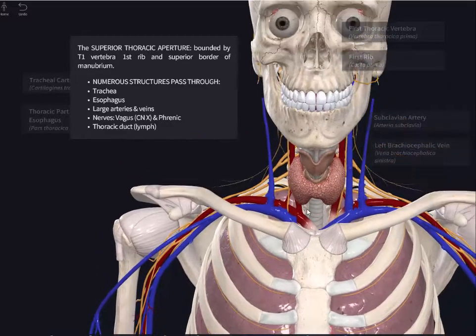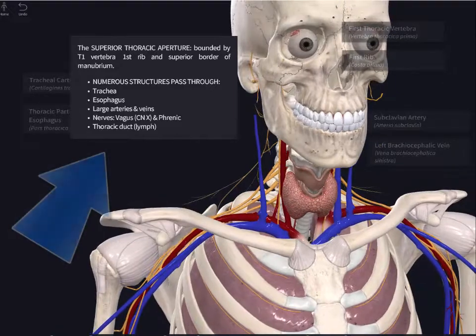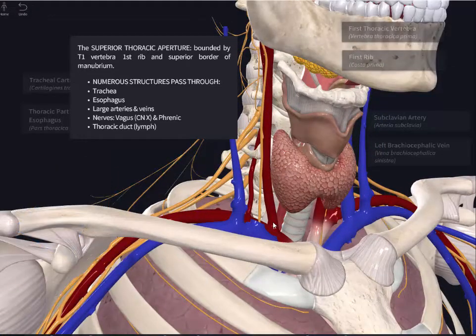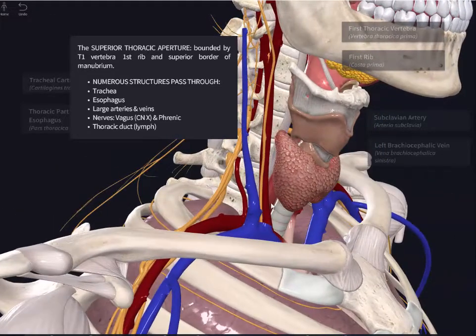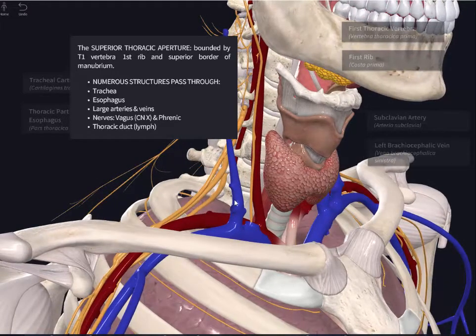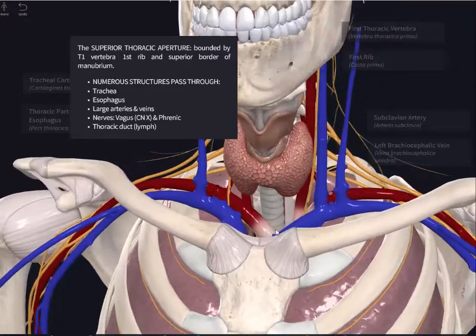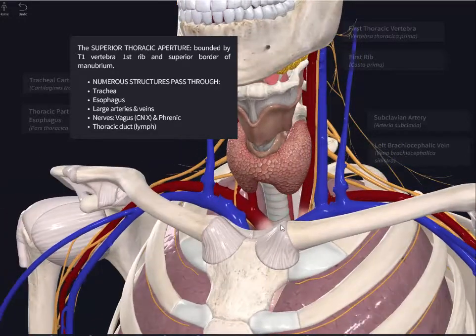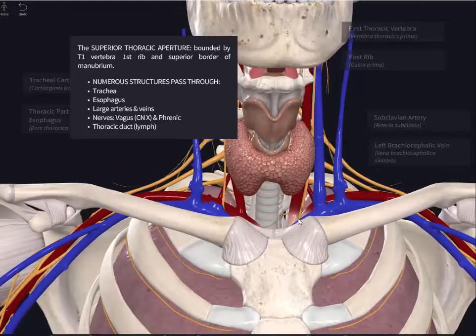Things that pass through the superior thoracic aperture I've also outlined in this little text box that I've put in here. You can see, for instance, the trachea passes through. Posterior to the trachea is the esophagus, this muscular tube. Then you have large arteries and large veins. You have nerves, for instance, the vagus nerve and the phrenic nerve. And you have some lymphatics, which, to keep the picture a little bit tidier, I've hidden here, but you actually have the thoracic duct and the right lymphatic duct that would also be passing through the superior thoracic aperture.